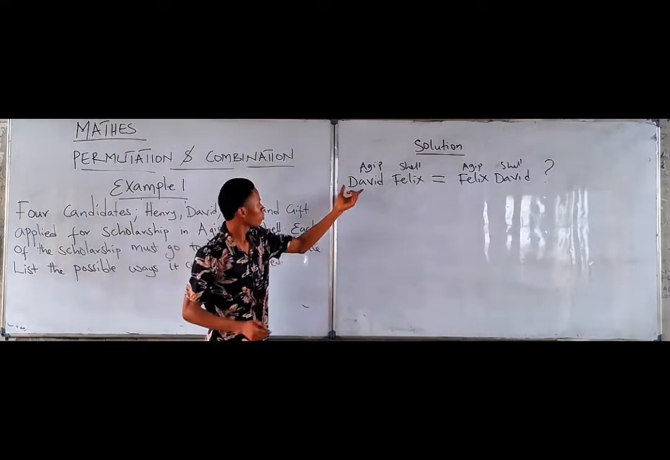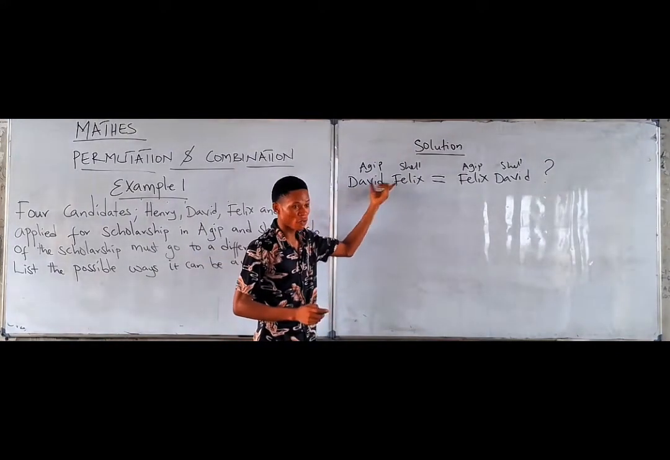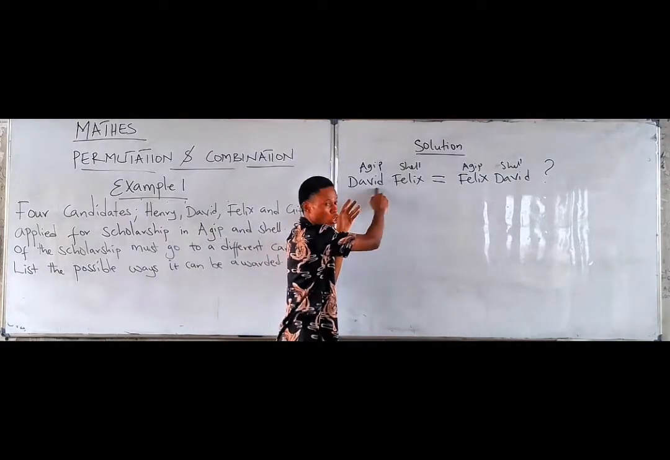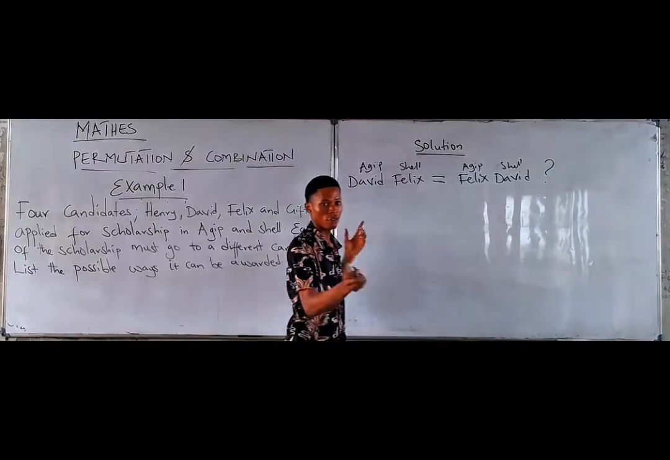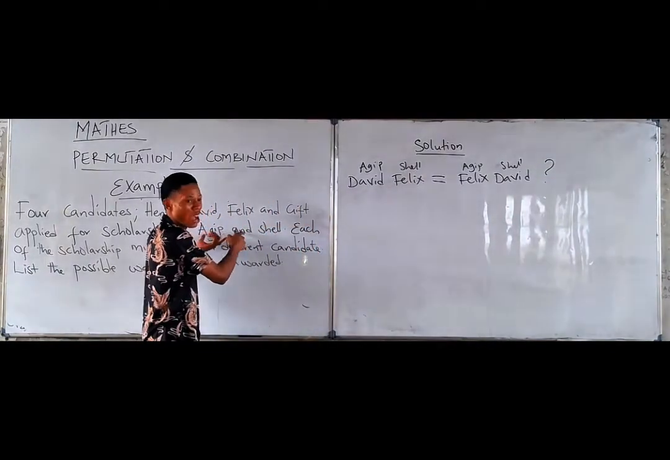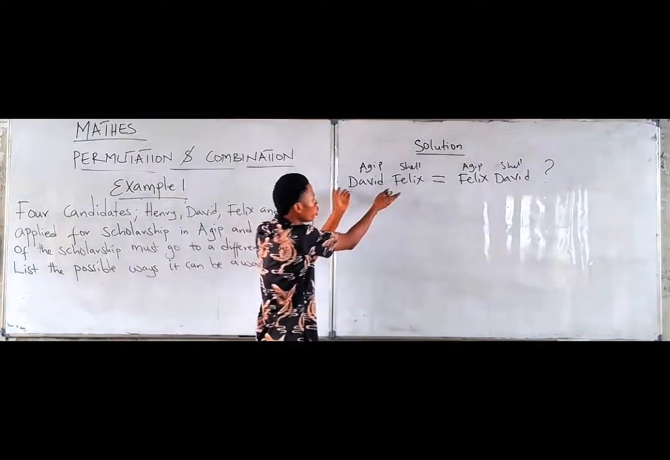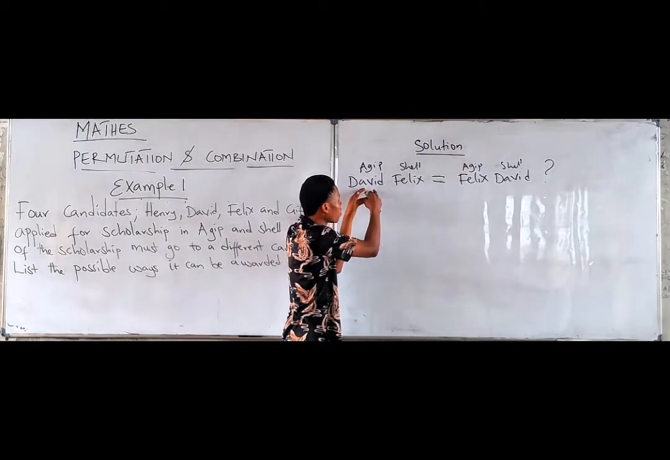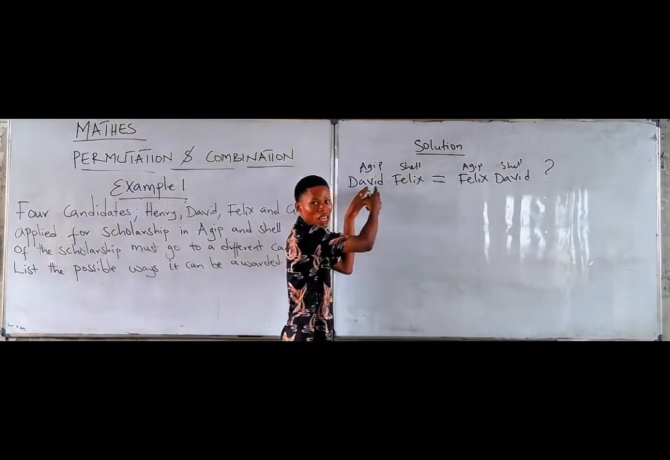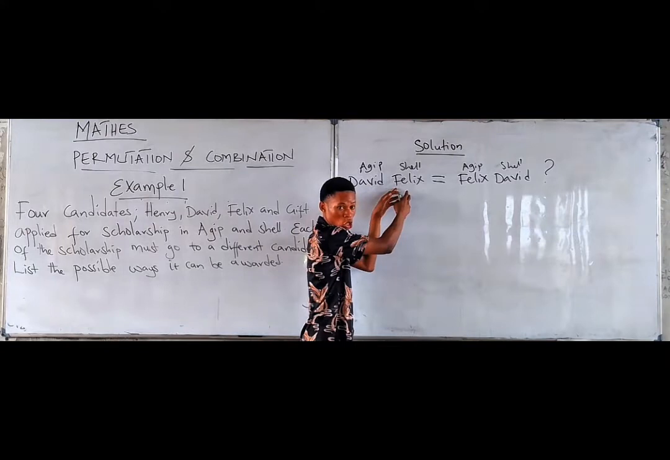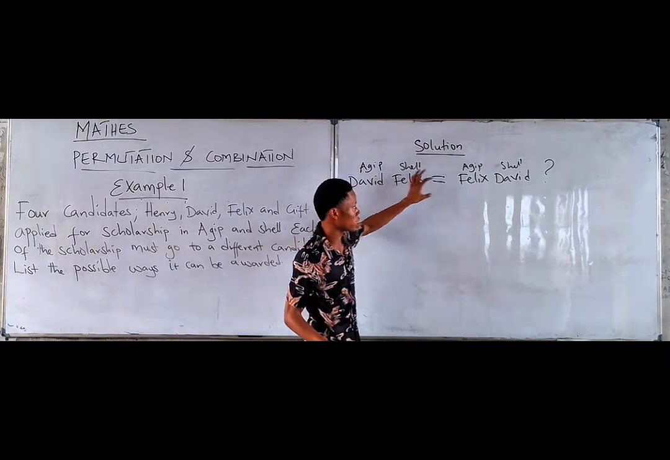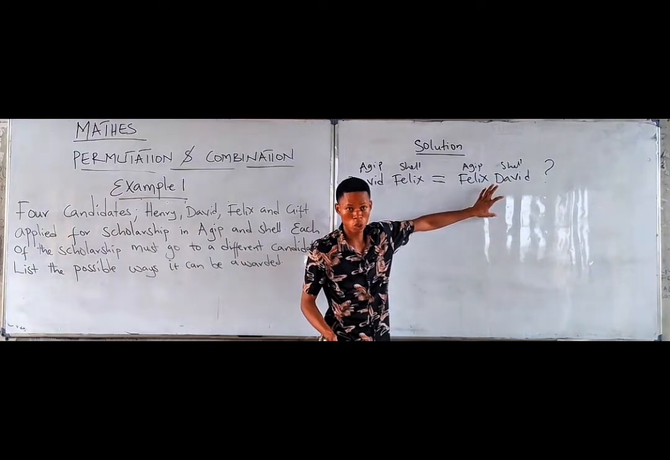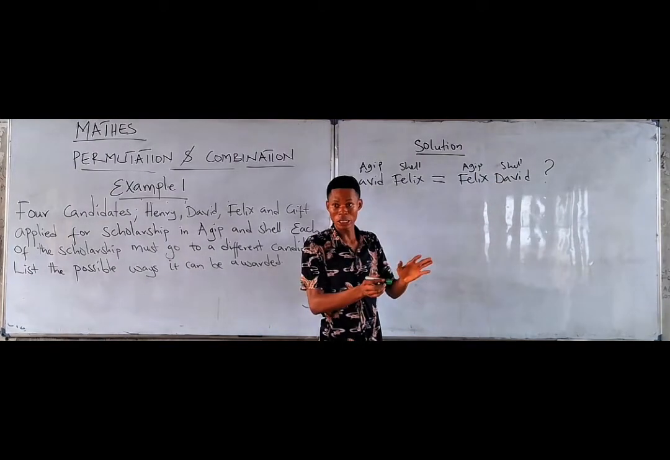I don't know if you understand. Look at this. David Felix, arranging it this way, David coming before Felix. And here Felix coming before David. From the order of the question, we are given Ajib and Share. Meaning if you put these two names together like this, it means the first person got Ajib scholarship and the second person got Share. Is it not? So I'm asking, these are the same two persons, but the order is different.